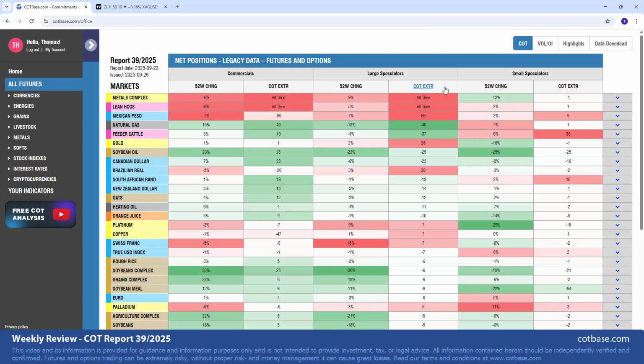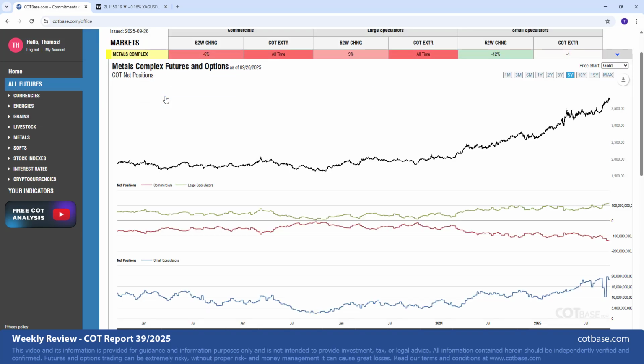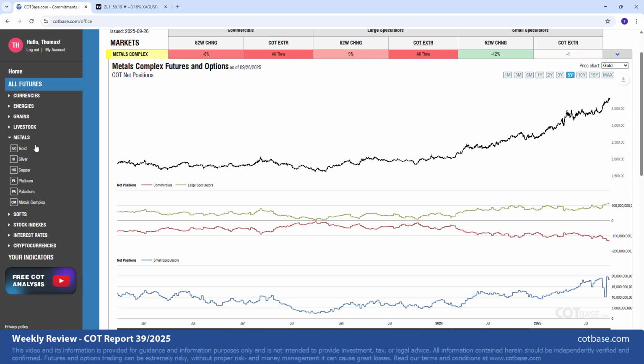Moving on to large speculators COT extreme analysis. Metals complex is on top of our list, so I'm going to analyze the metals complex. And so once again, just to clarify, complex means we take all the markets within that category. And in the case of metals, of course, it's gold, it's silver, it's copper, it's platinum, and then palladium.